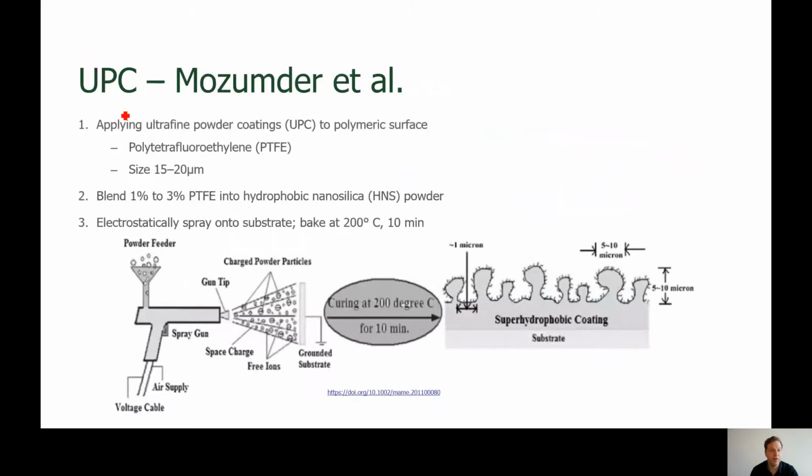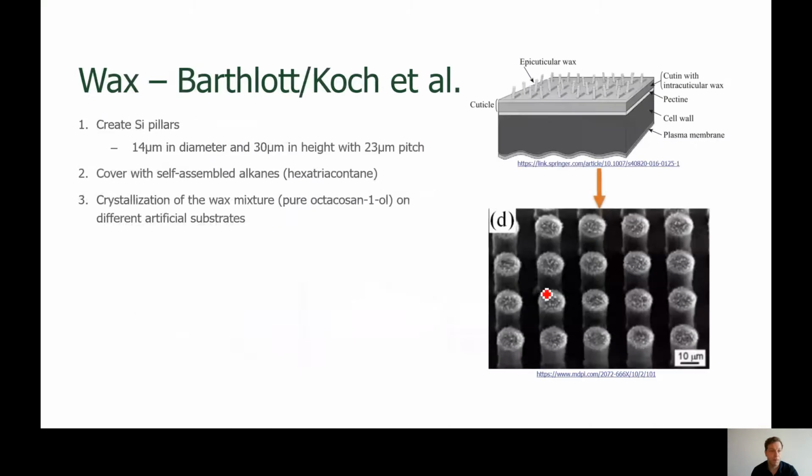For another implementation, we have something called ultrafine powder coating, where they add it to these polymeric surfaces. It consists of a solution containing this polytetrafluoroethylene, or PTFE, which has a really ground up small size of 15 to 20 microns. They blend it into some hydrophobic nanosilica powder solution and electrostatically spray it onto a substrate and bake it. So voltage is applied to this spray gun and the powder is fed in. It's sprayed onto some substrate, baked, and we get a nice super hydrophobic coating.